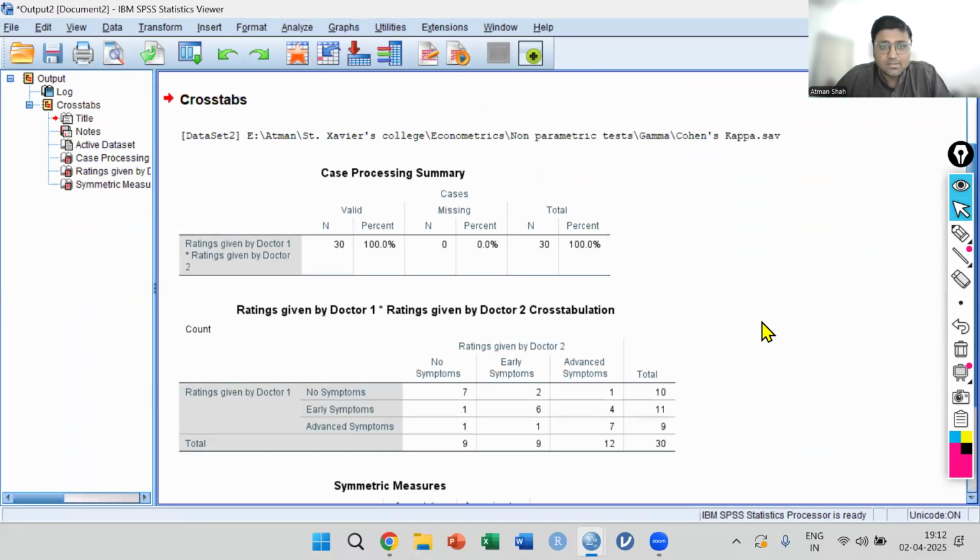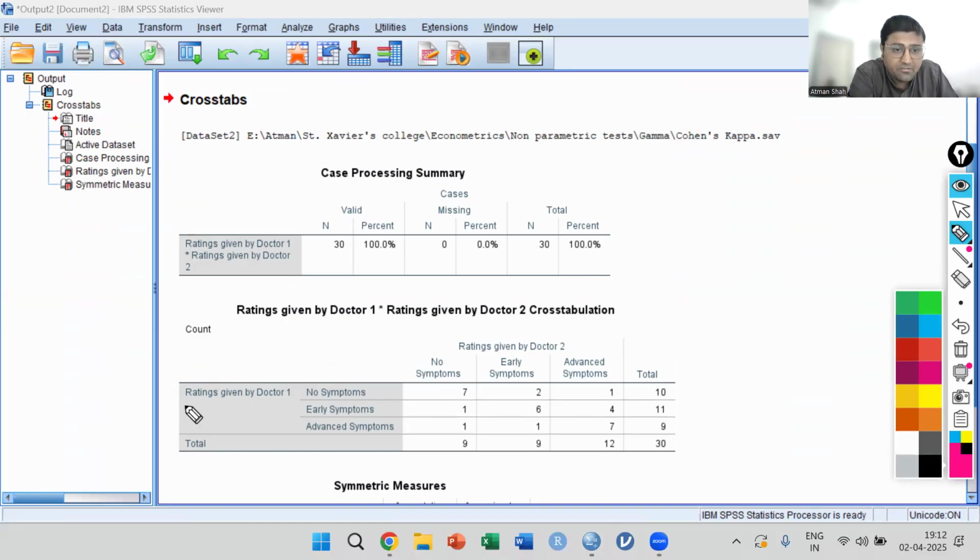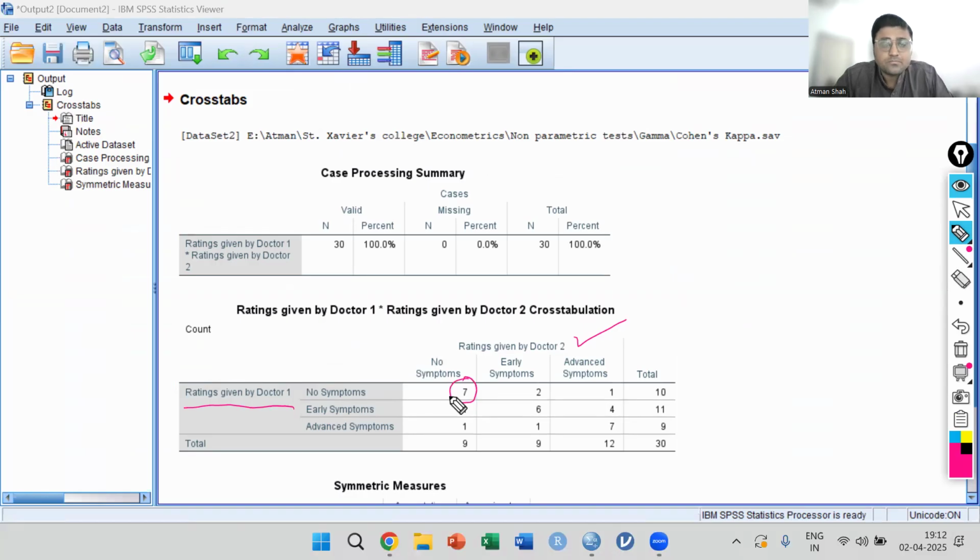So now we have three tables. First is case summary. So we have 30 patients. Then we have the crosstab. Now how to interpret this crosstab? Here we have ratings given by Dr. 1 row wise, ratings given by Dr. 2 column wise. Suppose we have 7 patients here. This 7 means Dr. 1 has given the no symptoms rating to 7 patients, and Dr. 2 has also given the same category to these 7 patients, that is no symptoms.